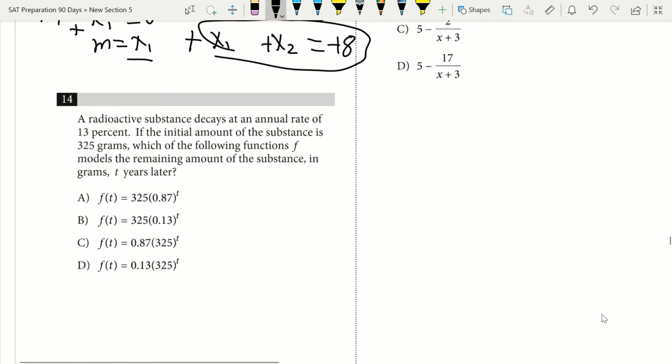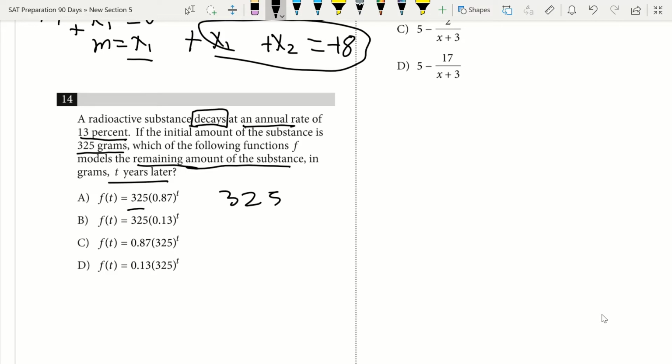All right, 14. A radioactive substance decays. Okay, this is important. We understand that we're decaying, so we're getting less over time, at an annual rate of 13%. If the initial amount of the substance is 325 grams, which of the following functions models the remaining amount of the substance in grams t years later? All right, well, we're starting with 325. Okay, so we know that our first term is 325, so we can get rid of C and D.